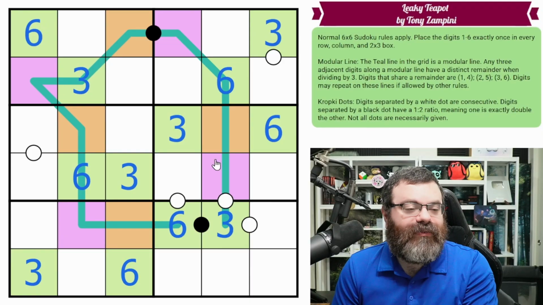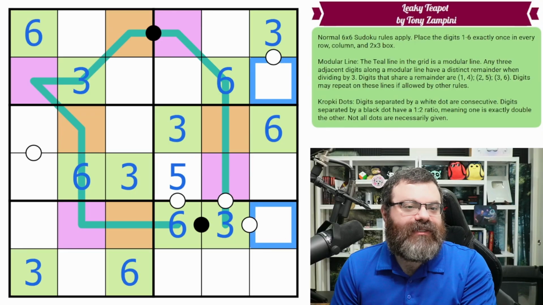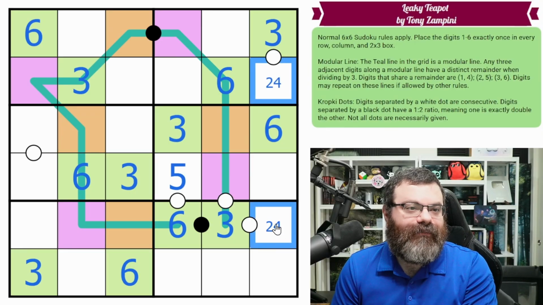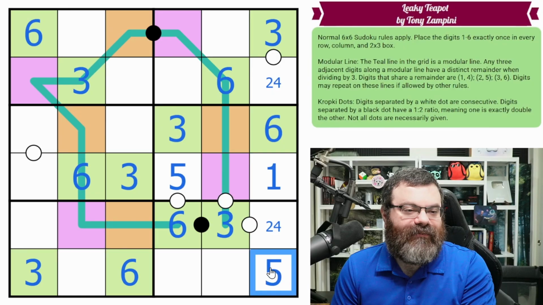Yeah, cool. So we have all the 3, 6s placed. Now this has to be 5, and we don't know what color 5 is yet. I guess we'll find out soon, hopefully. Now these are a 2, 4 pair to surround the 3, and that leaves the 1, 5 here. And this 5 tells us that's 1, that's 5. Okay.